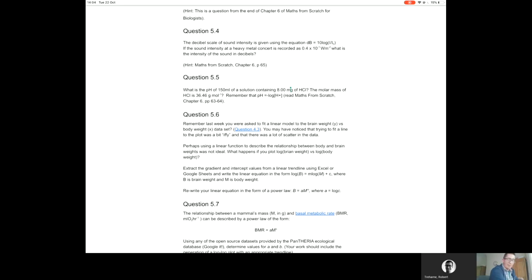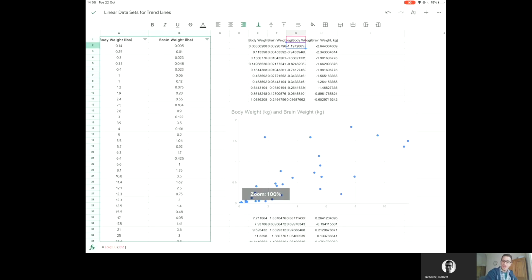Question 5.6. Now, this was a bit of a cheeky one because I gave you a question in last week's workshop on linear equations to do with brain weight for brain mass. And actually, I didn't say it in the question, but it was for mammals, I think. And I told you to plot brain weight on the Y and body mass or body weight on the X. And you did that in good faith. Thank you. But it looked a bit poor, didn't it?